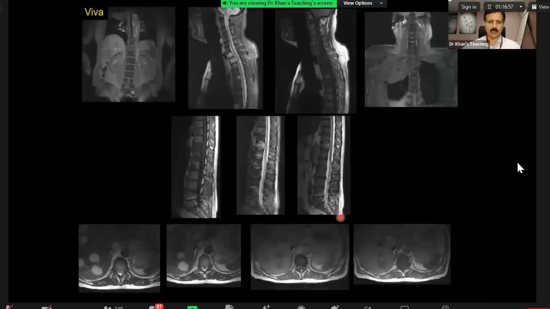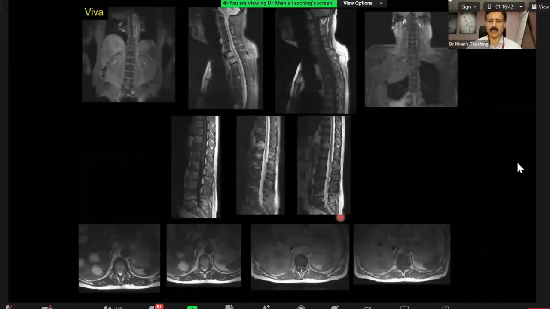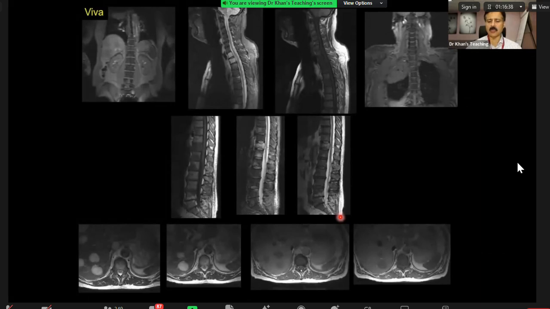That's fine. This is a case which we will skip, but just to make a point, in the exam, these kinds of cases can come where multiple findings are visible on the available sequences to make a conclusive diagnosis.